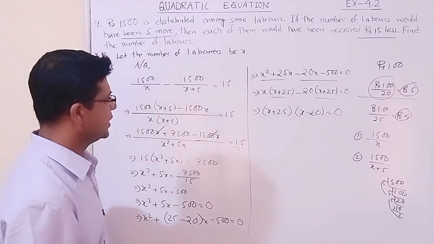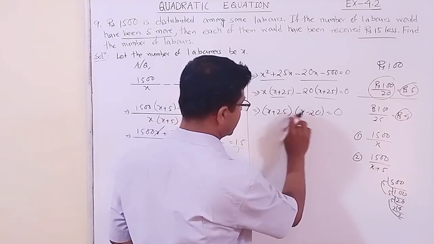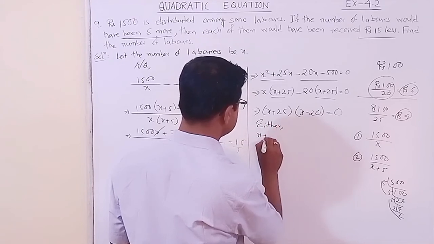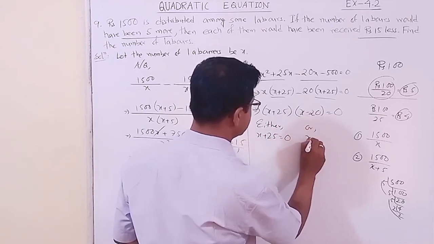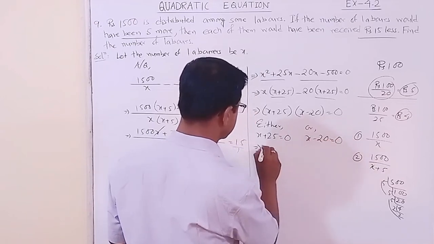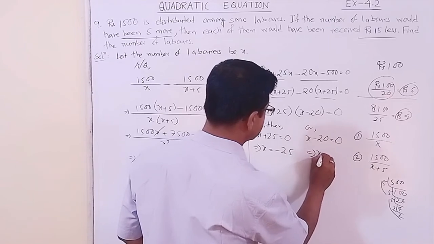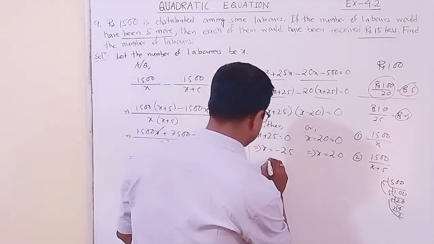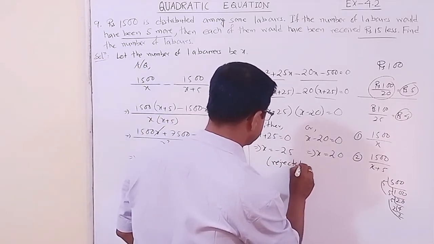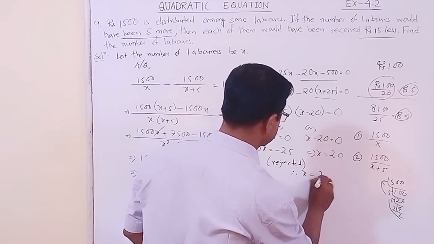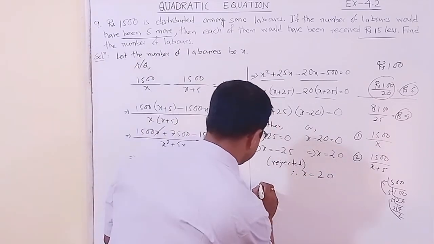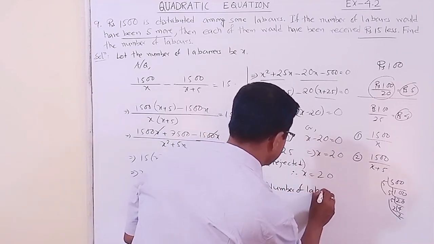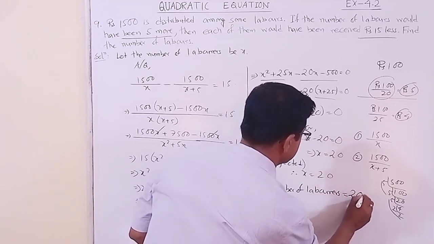Alright, I hope you are understanding. So here is a product, the product of two factors is 0, so either this is 0 or this is 0. x plus 25 is 0 or x minus 20 is equal to 0. So x is equal to minus 25, x is equal to 20. What is x? Number of laborers. Number of laborers cannot be negative. This part is rejected. So we have to take this, the correct value of x. The question was to find the number of laborers. Therefore, the number of laborers is equal to 20. Is it all right?